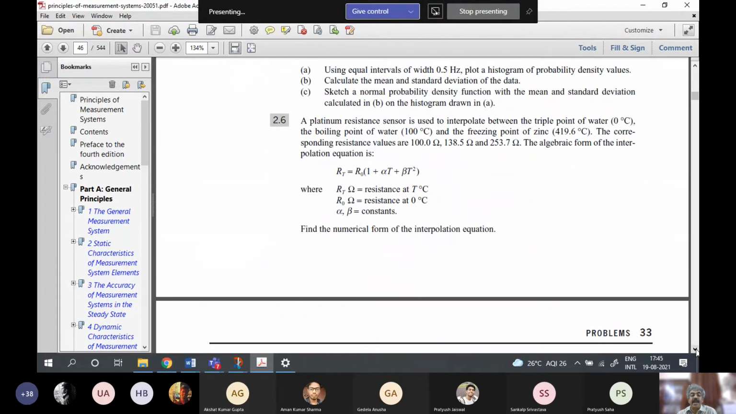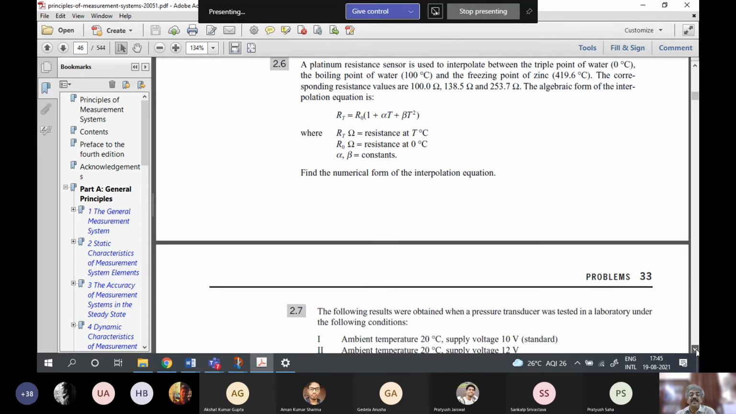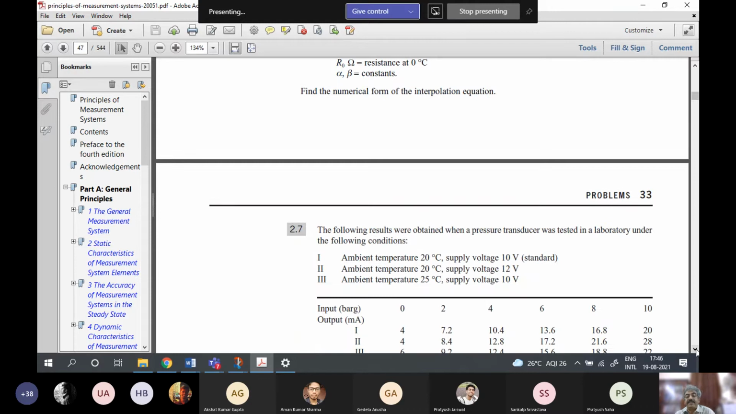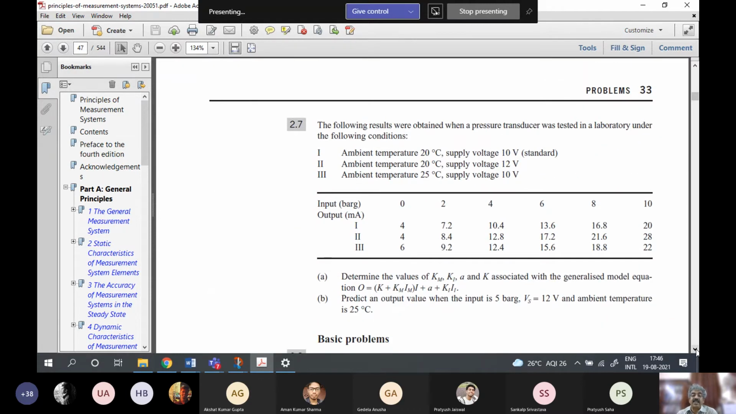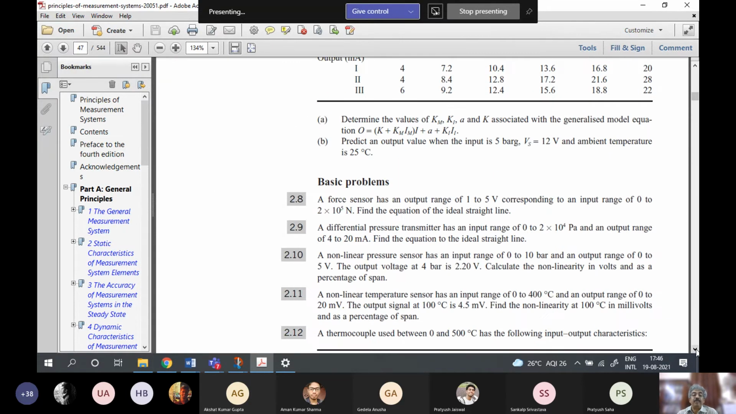One of the reasons why I like this book so much is because of the problems that he has given. This has a very nice collection of problems. You must try to solve these problems.